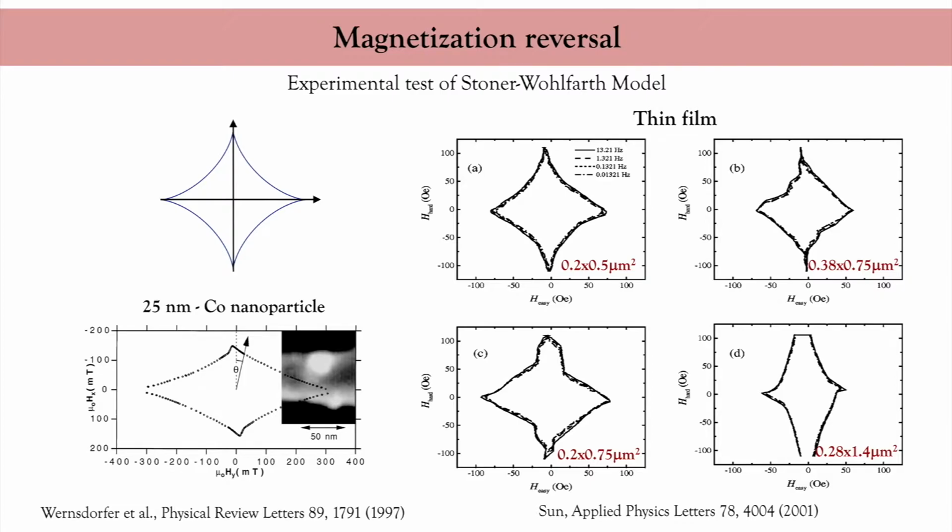What you can see is that a Stoner-Wohlfarth asteroid is obtained for the smallest system, but significant deviations are obtained for all the others. This means that for system sizes up to a couple of hundred nanometers, the magnetization reverses almost coherently. But above that size, the reversal is not coherent anymore.